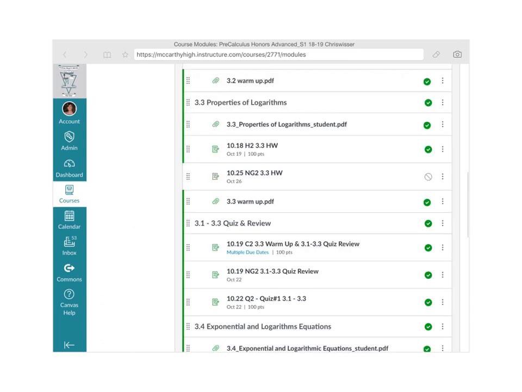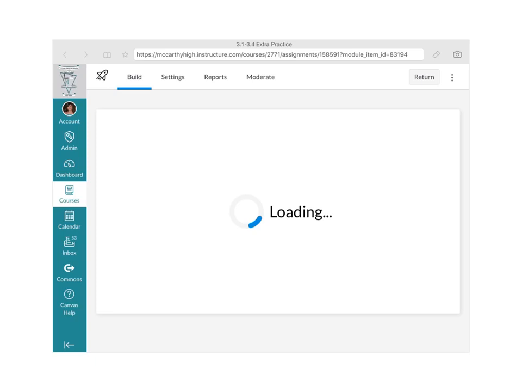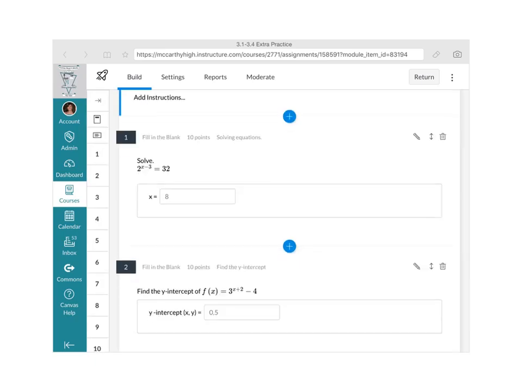All right, so on the bottom of the module for the review was that 3.1 to 3.4 extra practice. So I'll go through them. They may not be in the order that you took them, so you might have to sort through yours to find the ones that you should have gotten, okay? But they're all there. They're all the same question. They were just in a different order.